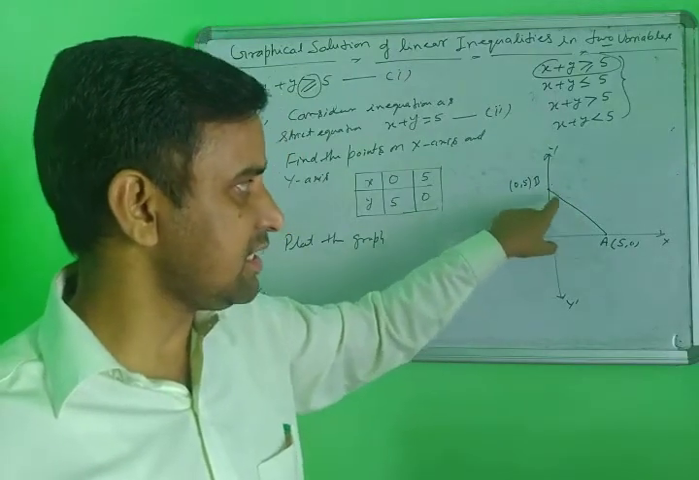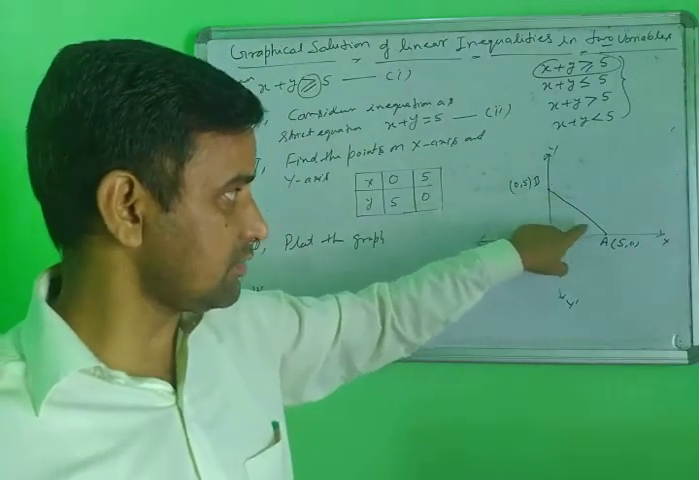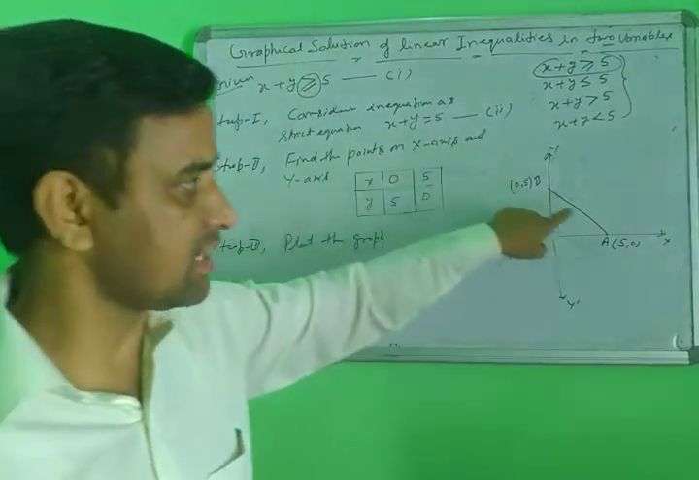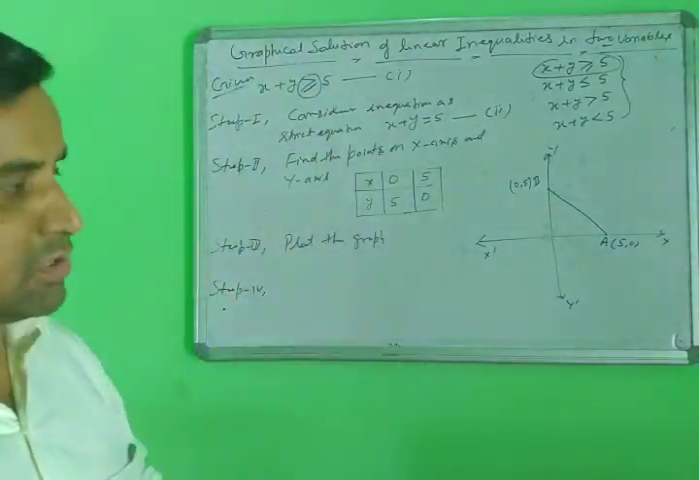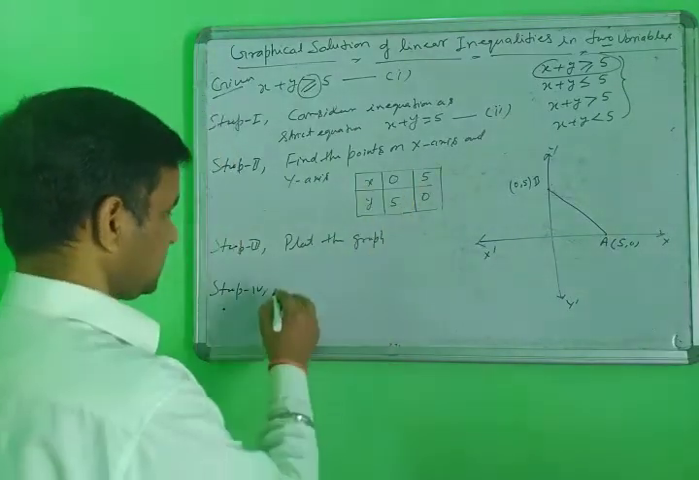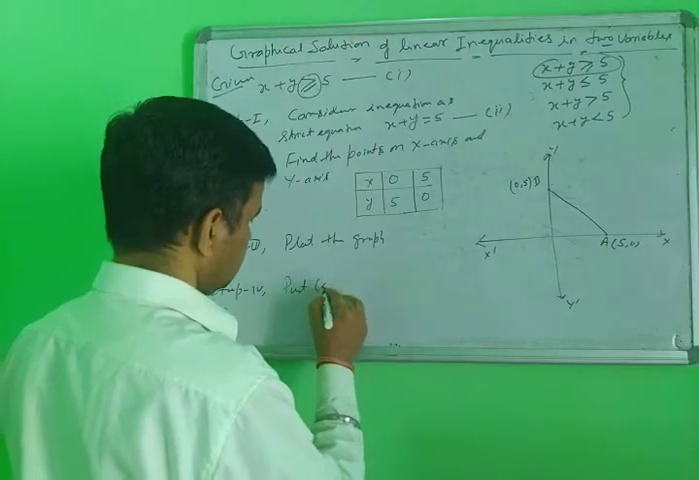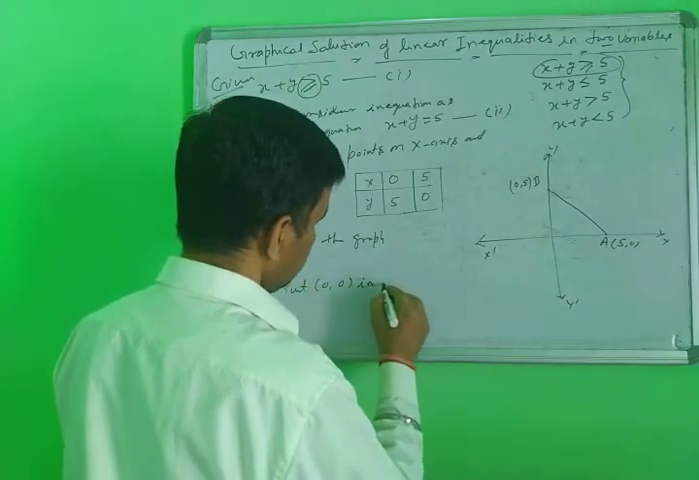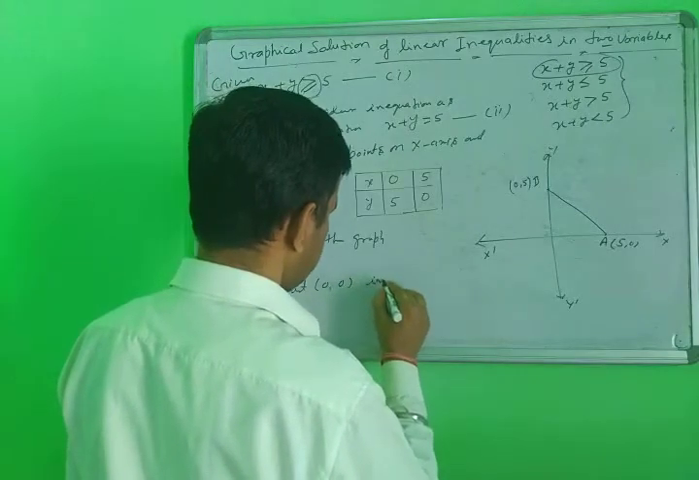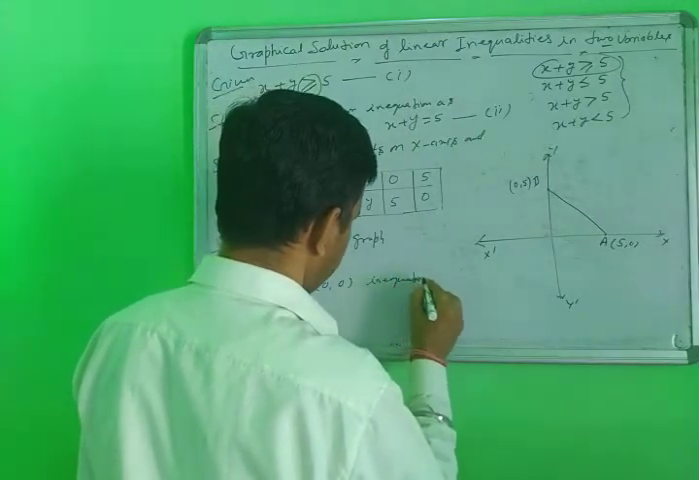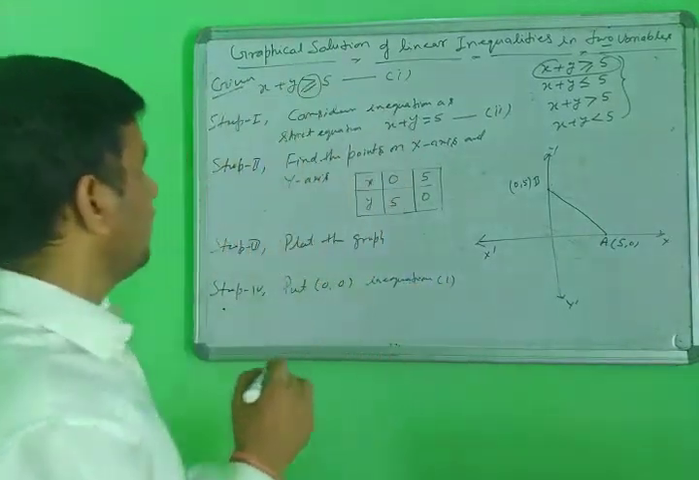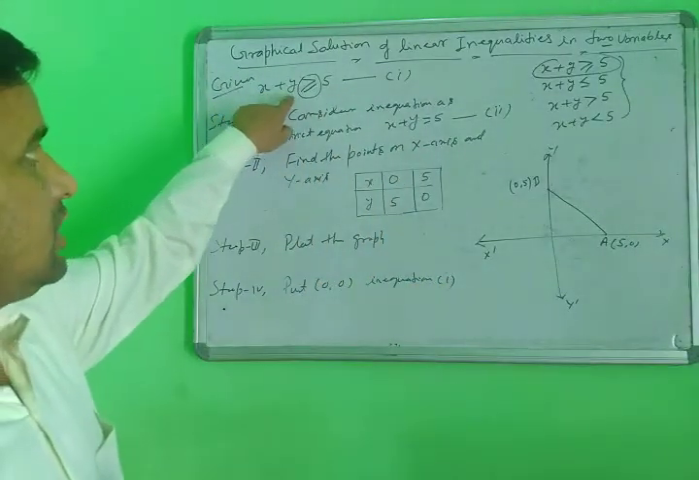This graph is plotted. This line represents the inequality. We have the greater than or equal symbol here, so the dark line represents it. Step four here, you will put the point 0, 0 in the inequation first.